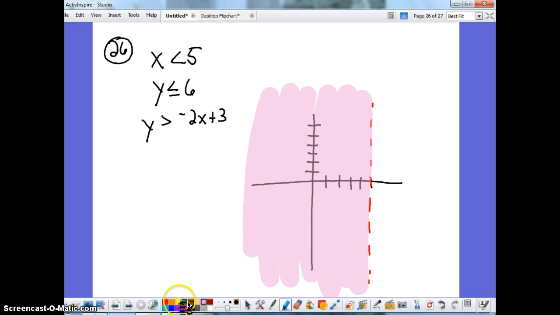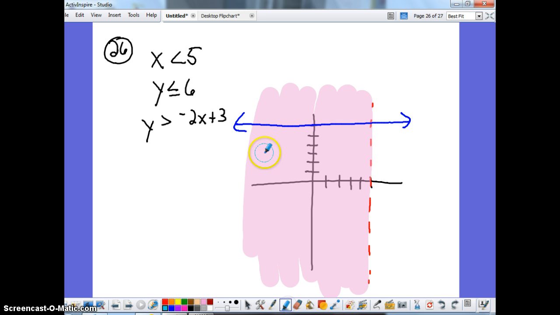All right, y is less than or equal to 6. I'm going to go through and plot that right now. So the y is less than or equal to 6. Up here is my 6. I already have my graph set up. That's going to be a solid line, again, because that's the equal to part.